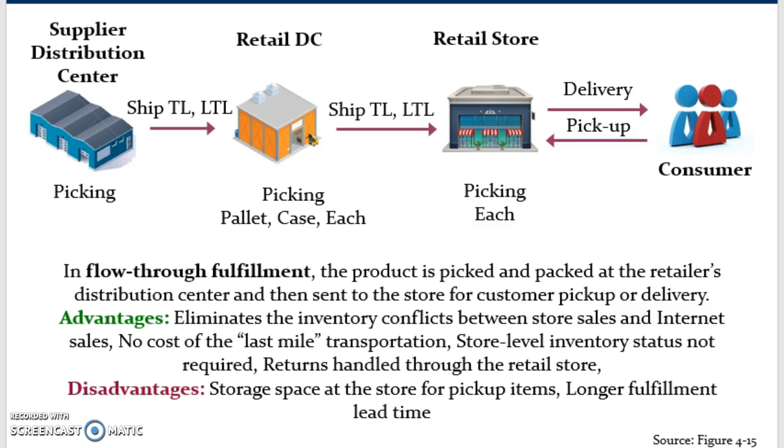Flow-through fulfillment. The flow-through fulfillment method is very similar to store fulfillment. The main difference between the two is that in flow-through fulfillment, the product is picked and packed at the retailer's distribution center and then sent to the store for customer pickup or delivery. The flow-through model eliminates the inventory conflict the store might realize between store sales and internet sales.